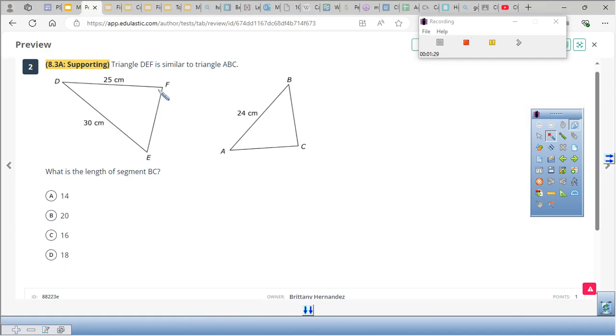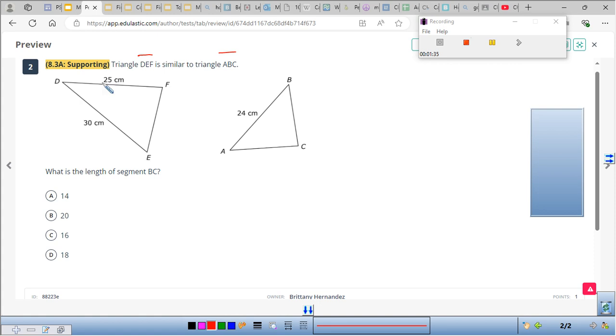On this one, the way they name it is very important. DE goes to AB, so we're going to go 30 to 24, as DF goes to AC.